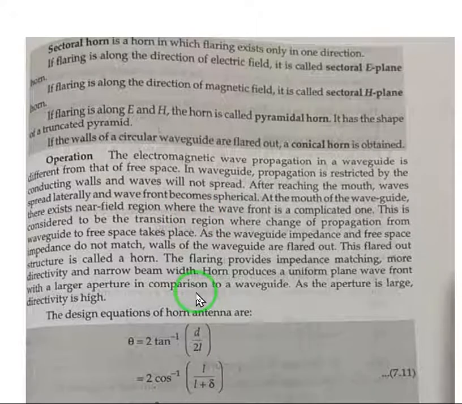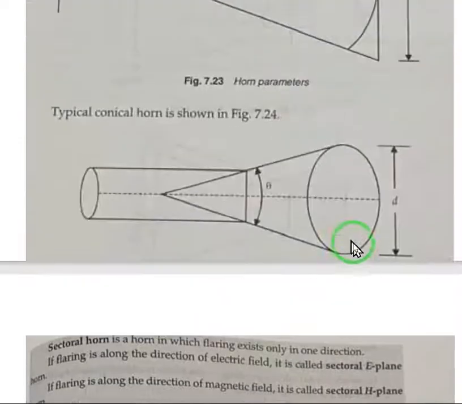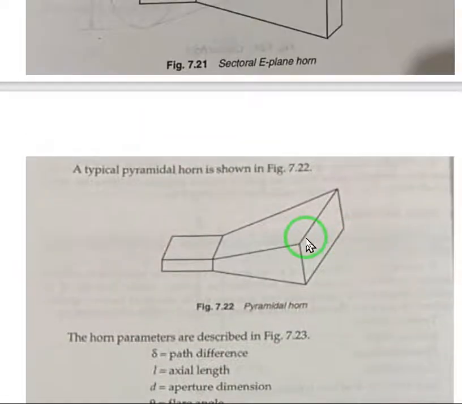Operation of the horn. The electromagnetic wave propagation in a waveguide is different from that of the free wave. Definitely, the radiation is restricted by the walls of the waveguide. After reaching the mouth, waves spread laterally, and the wavefront becomes spherical. At the mouth of the waveguide, there exists a near field region where the wavefront is complicated. This is considered to be a transition region where the change of propagation from waveguide to free space takes place. Definitely, as the signal reaches there, it is the transition from waveguide to the atmosphere.